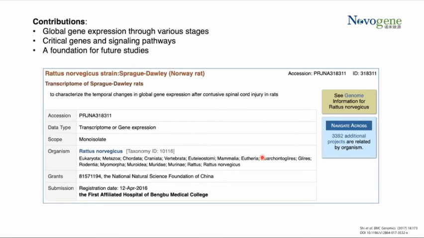And our contribution to this project is we built a global gene expression profile at different stages. And we identified the critical genes and signal pathways involved in these responses. It built up a foundation or a reference for future related studies. And the author also uploaded the data to the NCBI database. So if you want to rerun the analysis, or if you want to compare the data with other projects, you can feel free to download the data from the NCBI database.